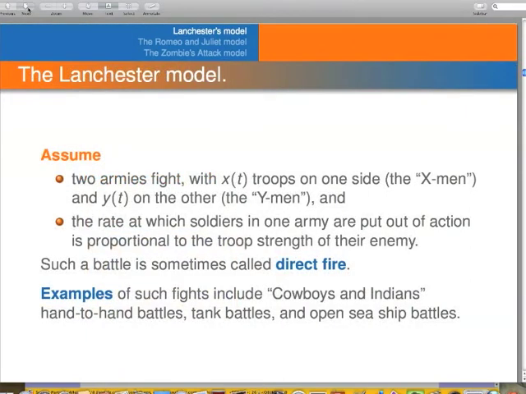So our assumptions are we have two armies, let's call them the X-Men and the Y-Men, and x(t) is the number of troops on the X-Men side, and y(t) is the number of troops on the Y-Men side. And the rate at which the soldiers in one army are put out of action is proportional to the troop strength of the enemy. So, as I said before, tank battles and ship battles are examples.